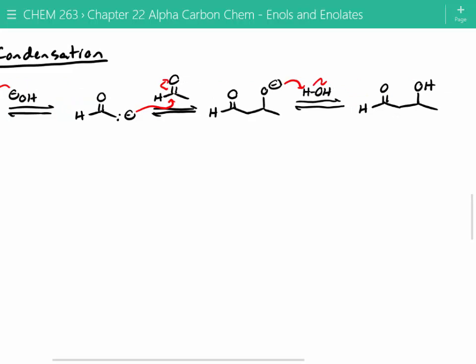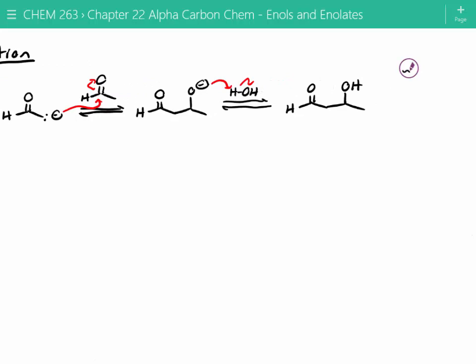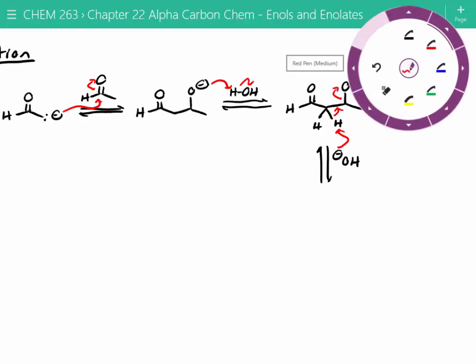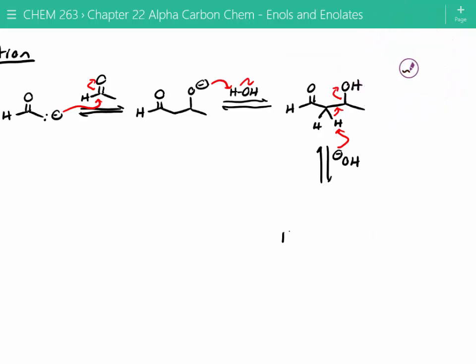But if you look at our product, we still have alpha protons on there, right? So in equilibrium, we could deprotonate some more of those alpha protons. And again, I'm going to show you guys something that looks kind of wrong, but it's not. So this hydroxide can come, grab one of these alpha protons, clamp down, and kick off hydroxide. And then it's going to grab another proton.